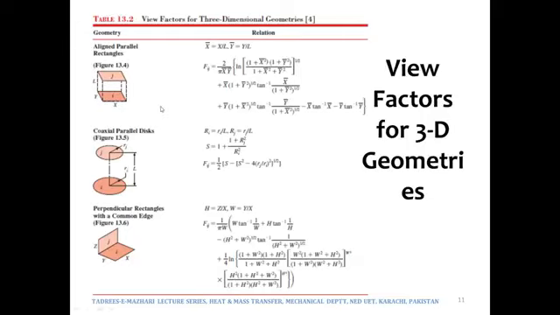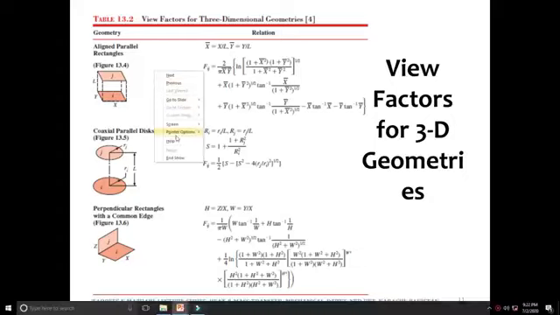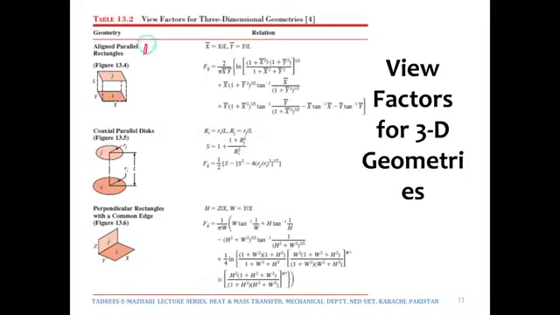Okay, now we are going to discuss table 13-2 of our book. Table 13-2 has got 3 geometries. One, aligned parallel rectangles, in which you can see that there are 2 rectangular surfaces I and J. Those 2 surfaces are L distance apart, where the dimensions of that surface are x and y. And if this is so, we can find out Fij using this long expression.